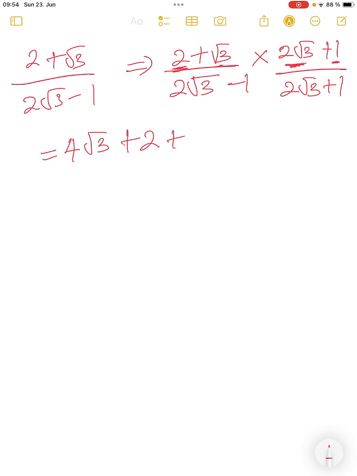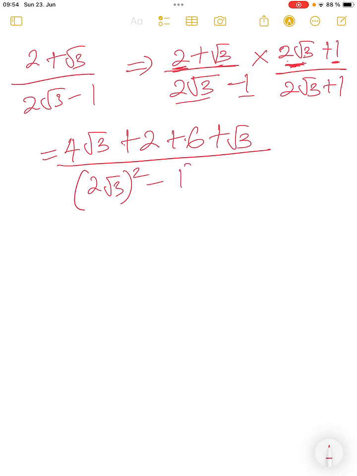You have 6, because root 3 times root 3 is 3, and 3 times 2 is 6. Root 3 times 1, you have root 3. All over, remember, we have to square this and subtract the square of this. So you have 2 root 3 squared minus 1 squared. So this is the same thing as 4 root 3 plus root 3, we have 5 root 3.